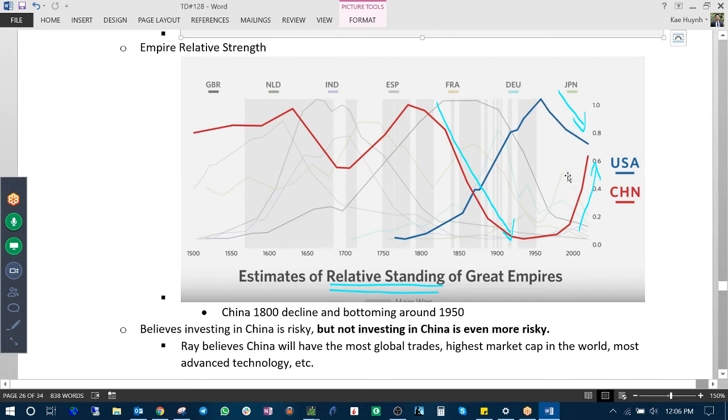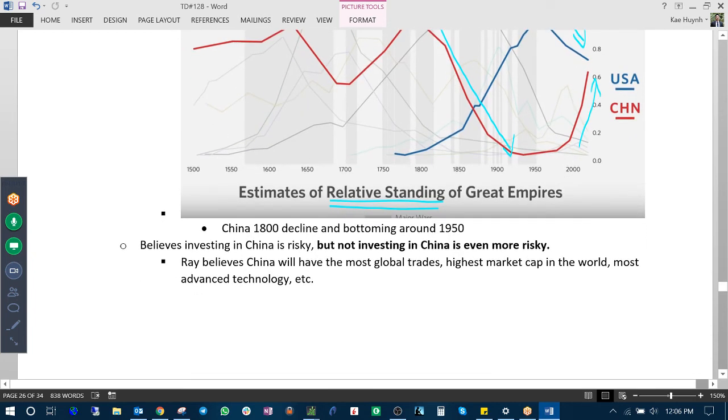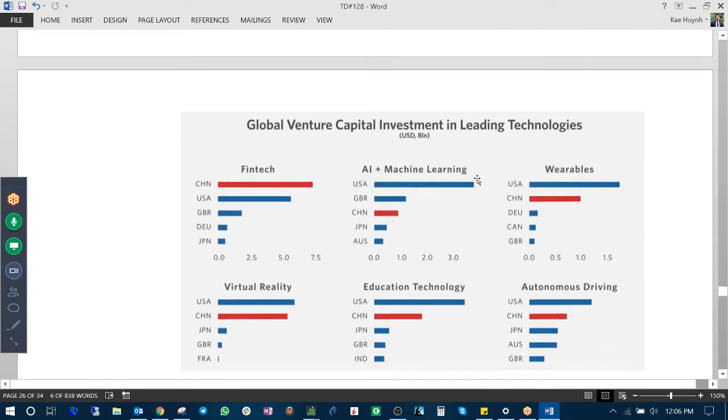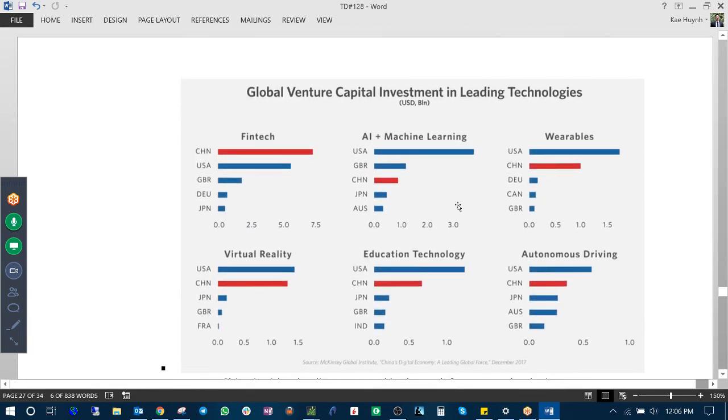So another eye chart, or another chart that he shared. He believes investing in China is risky, but not investing in China is even more risky. Ray believes China will have the most global trades, the highest market cap stock market in the world. That's a very bold statement, right? Considering how small it is today, if he believes it's going to be bigger than the U.S., that's a lot of upside, and we should probably pay attention in the next cycle here. Most advanced technology, etc. They were number 3, now they're number 2. It's happening, I think. So in terms of market cap, yeah.